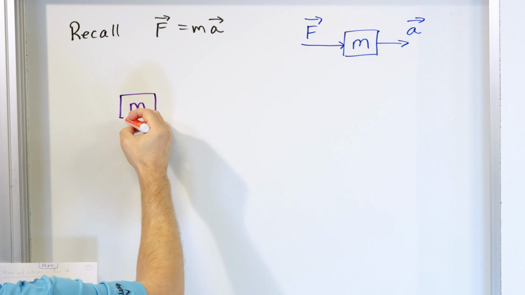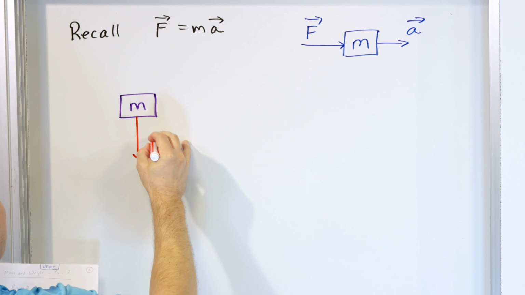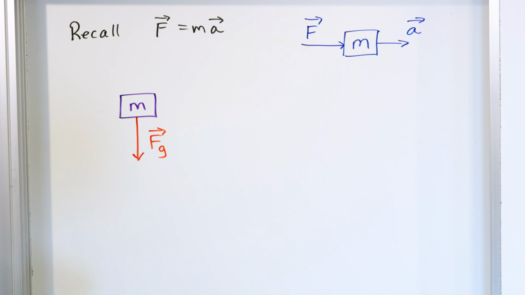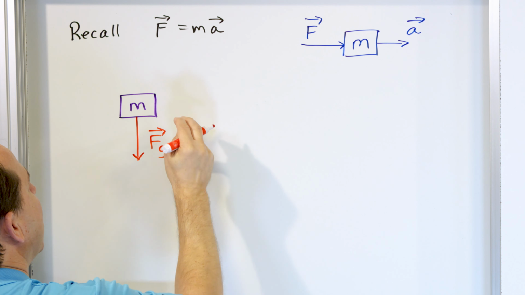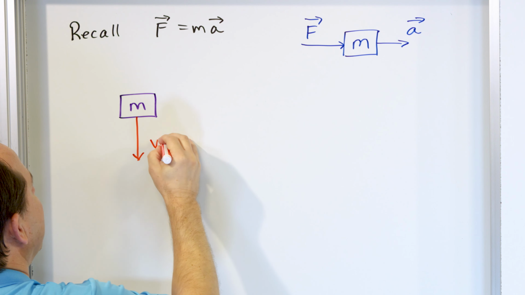Then there should be some force acting down on this thing, right? So we're going to call it an F. It's an F, but I'm going to call it F sub g because it's sort of gravitational force. Or, instead of F sub g for gravitational force, what we typically do is call it W for the weight.